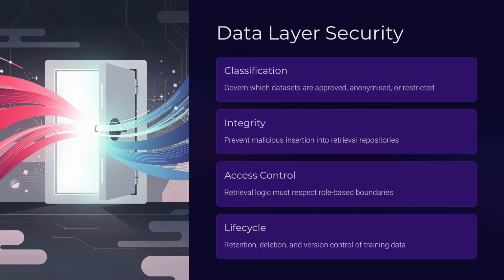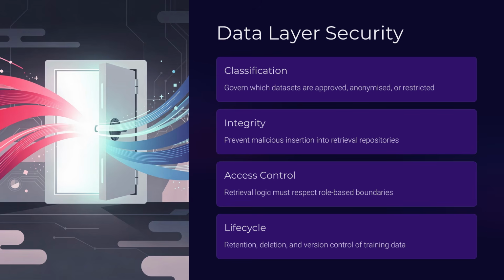As an architect, you must consider data layer security from multiple perspectives. Data classification must extend to datasets used for training and retrieval. Sensitive data cannot simply flow into models without governance. You must know which data sources are approved, which require anonymization, and which are restricted entirely. Data integrity must be protected. You must prevent malicious insertion into document repositories that feed retrieval systems. If retrieval augmented generation systems pull from internal knowledge bases, those repositories become critical security assets.